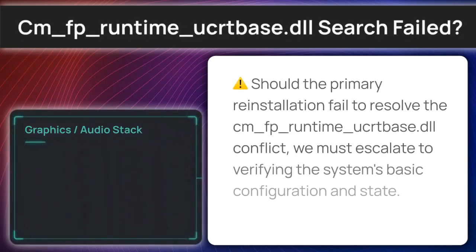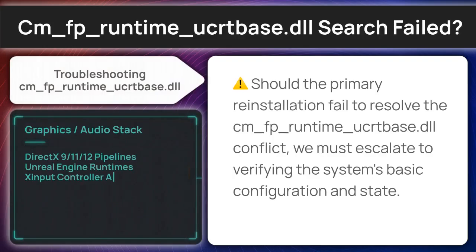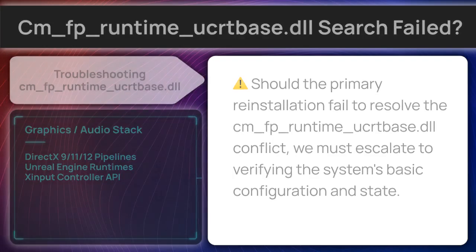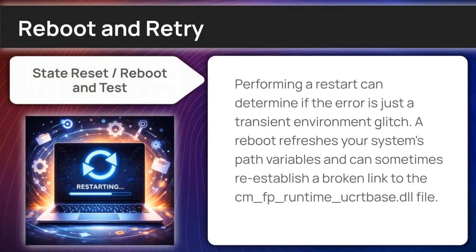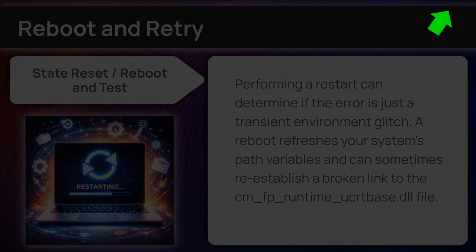In the event the error remains visible, it indicates we need to verify the environment's ability to register new shared resources. A quick reboot can determine if the error is transient. While it won't fix a deleted file, it can re-establish the connection between your software and the CMFP Runtime Universal C Runtime base file if the path was temporarily busy.